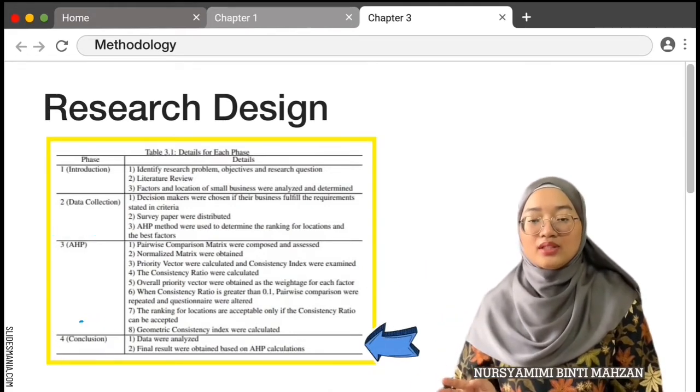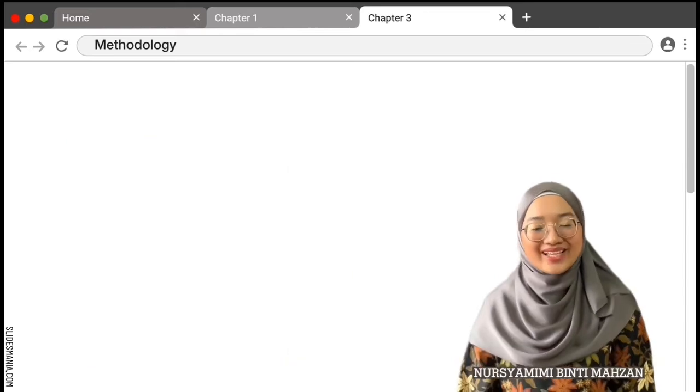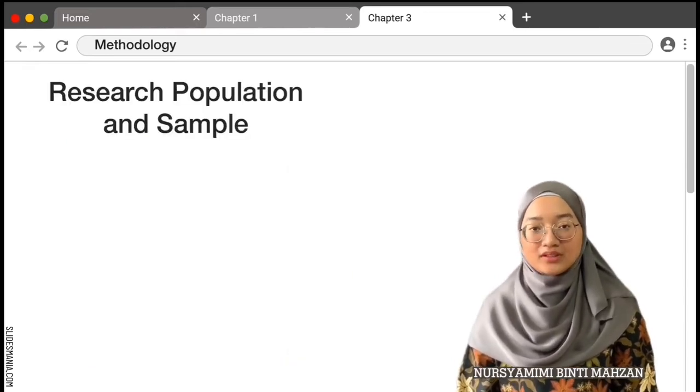The last phase will be the conclusion. In this phase, the result from the AHP will be analyzed and concluded. Next is the research population and sample.